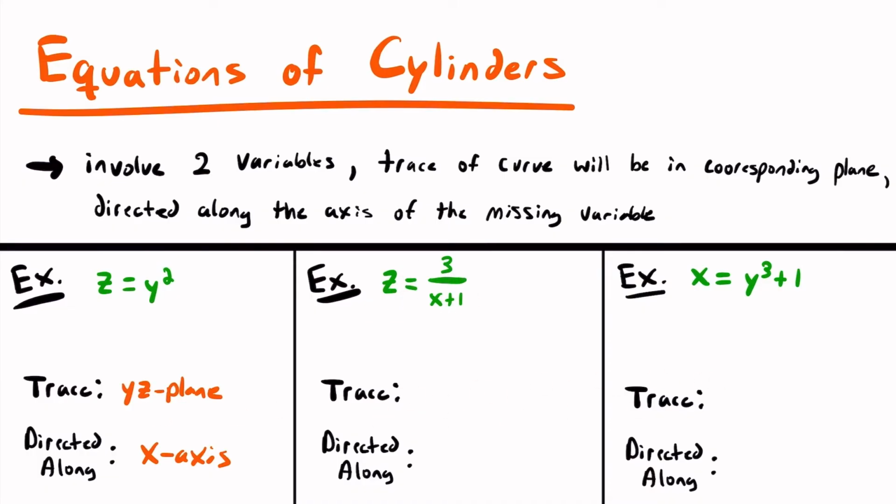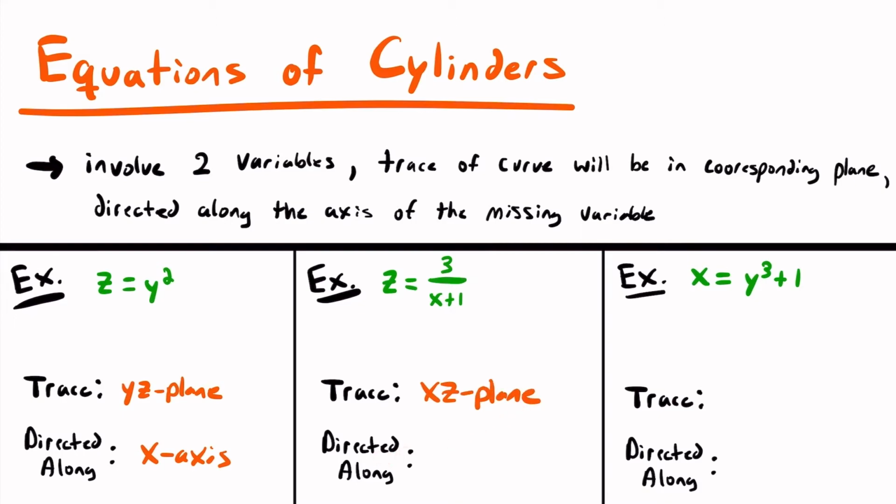First, let's look at this one. We have z equals 3 divided by x plus 1. This equation also only involves two variables. We have x and z, so we know that we have the equation of a cylinder, specifically one where the curve or the trace will be in the xz plane, right? The two variables that are involved in this equation will tell us what coordinate plane we will draw the trace of our curve in order to graph this cylinder. All right, so this time our trace will be in the xz plane.